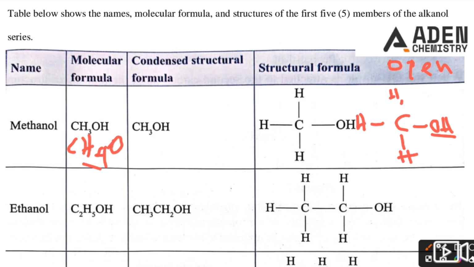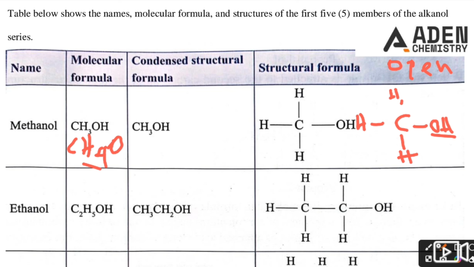So next, what we are supposed to do is the condensed structural formula for methanol. So check each carbon, how many hydrogen is it attached to? So here we have C, then we have H3, that is it. Then we have the functional group, that is the OH group.